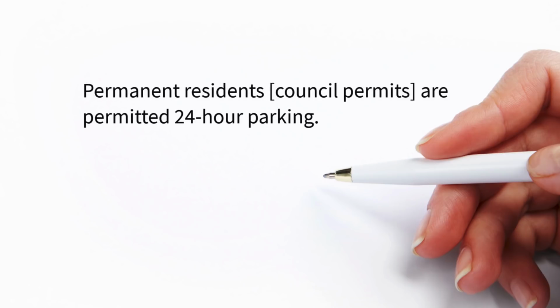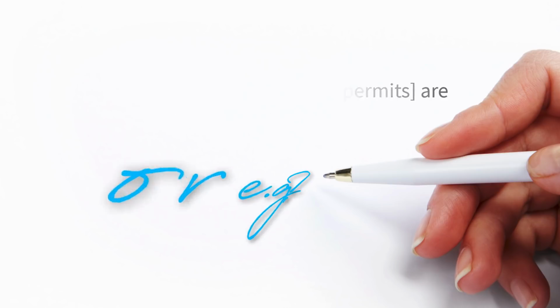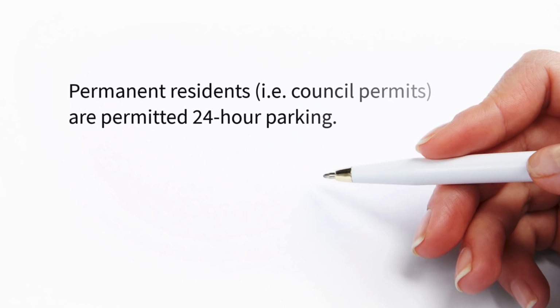Let's look at these examples. Permanent residence. Council permits are permitted 24-hour parking. Do we say i.e. or do we say e.g.? Is council permits an example of permanent residence? No. It's simply suggesting it's the same thing. If you are a permanent resident and you need 24-hour parking, you will automatically have council permits. So we say i.e., that is to say, people with council permits.